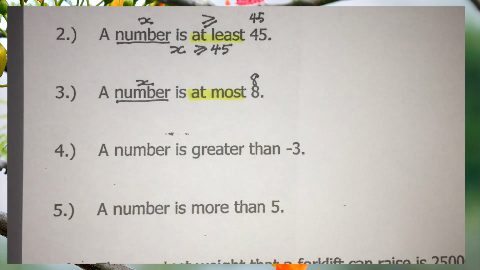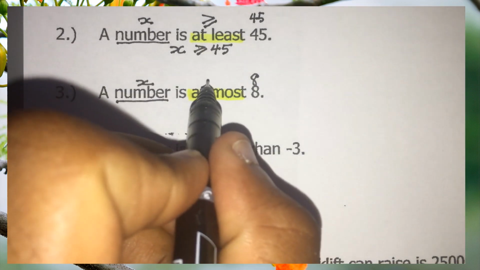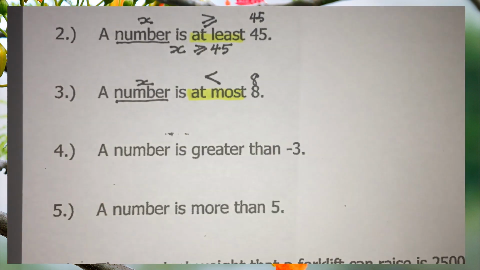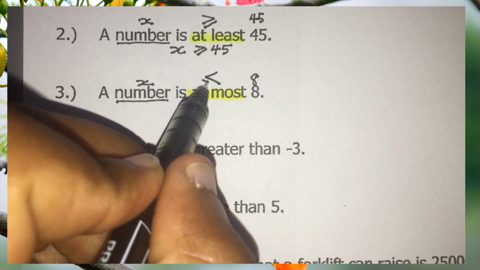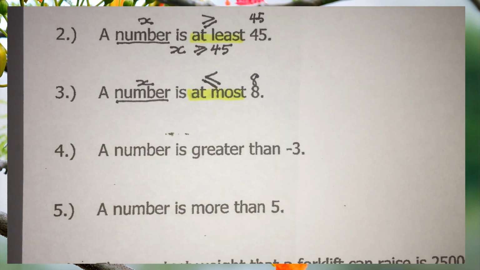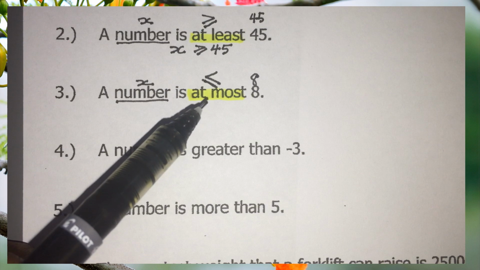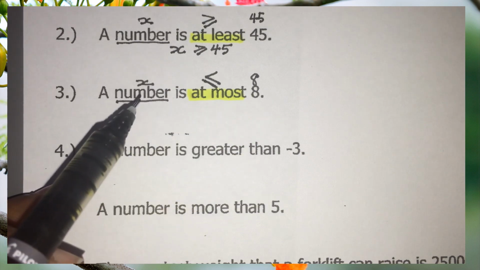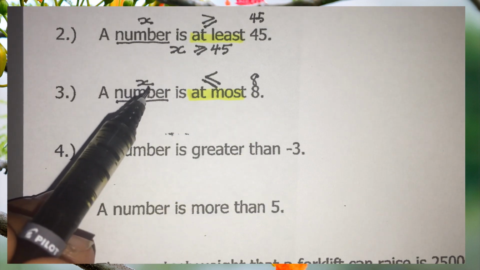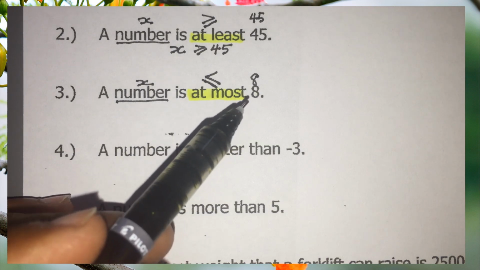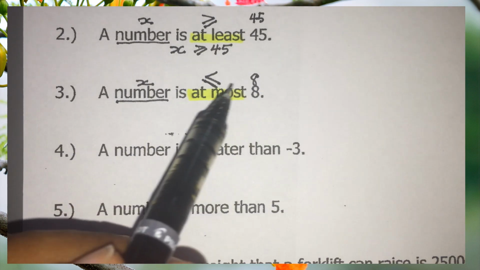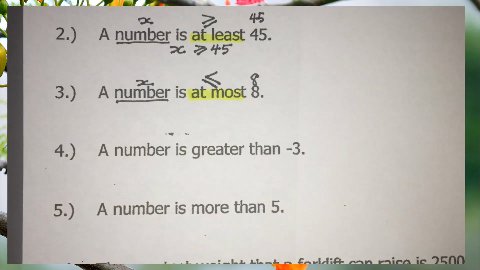So that means 8 should be the greater number. So we're going to turn the inequality sign towards the 8. But it says at most, so that means it could be 8, right? So we're going to add this little slit to it to represent that it can be 8 or it can be less than 8. So this is what it means to be less than or equal to 8. We can read it from the left saying x is less than or equal to 8, or you can read it from the right saying 8 is greater than or equal to x.